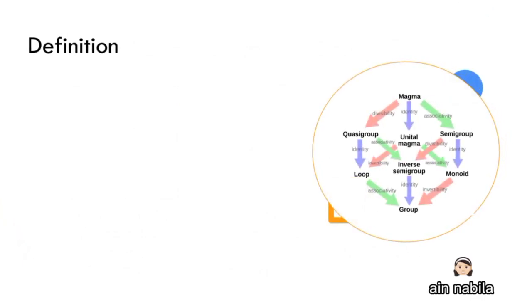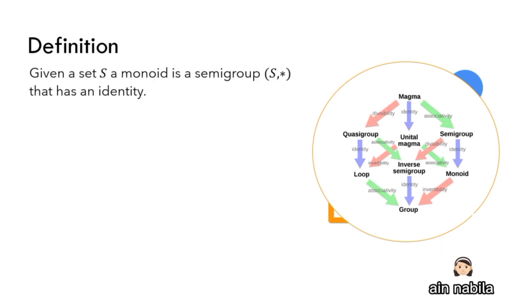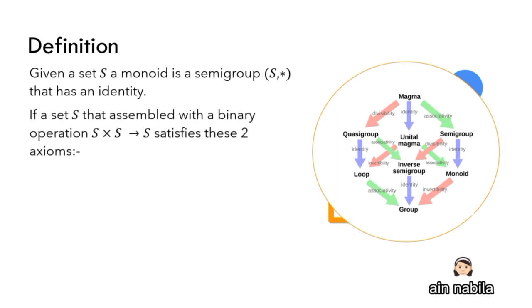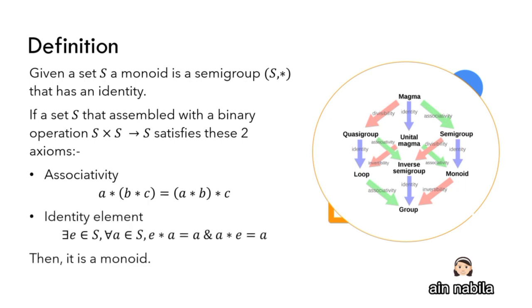Let's start with the definition of monoid. Here, given a set S, a monoid is a semi-group S asterisk that has an identity. A set S assembled with a binary operation, Cartesian product of S and S to S, is a monoid if it satisfies these two axioms which we have already learned at the beginning of this chapter. First is the associativity of the binary operation, and next is the identity element where there exists an element E in S such that for every element A in S, the equalities of the binary operation hold.